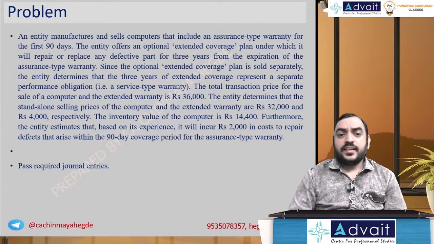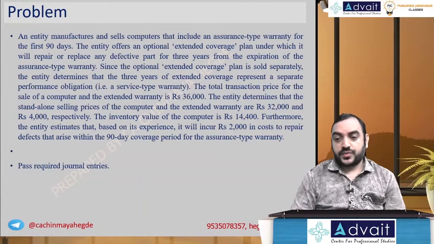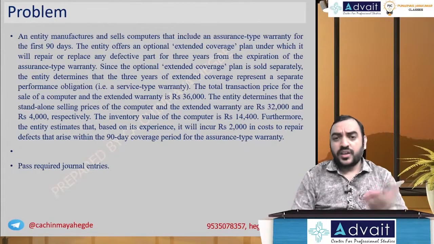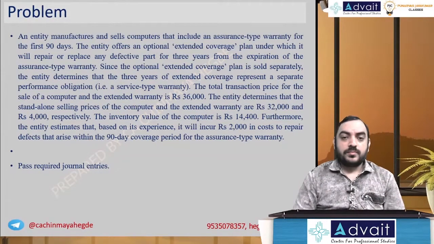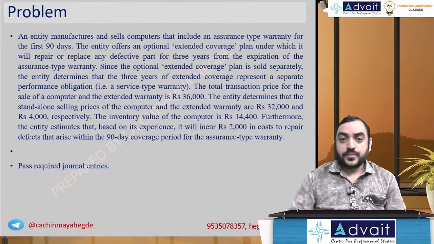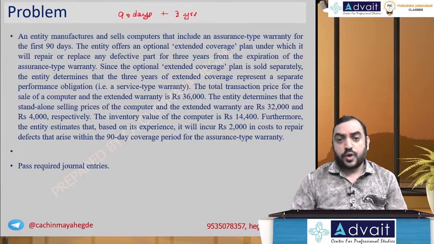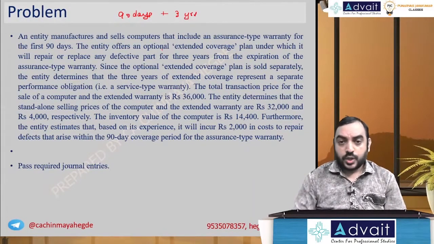An entity manufactures and sells computers that include an assurance-type warranty for the first 90 days. The entity offers an optional extended coverage plan with which it will repair or replace any defective part for 3 years from the expiration of the assurance-type warranty. Typically, you will get 90 days, but if you want, you can get an additional 3 years of warranty coverage. Optional.